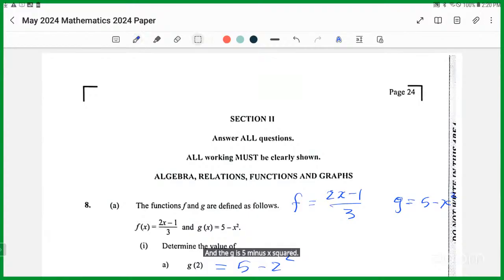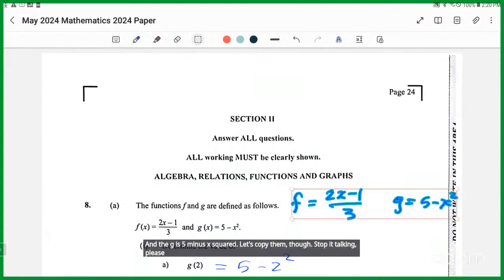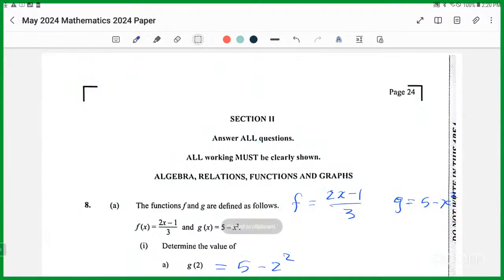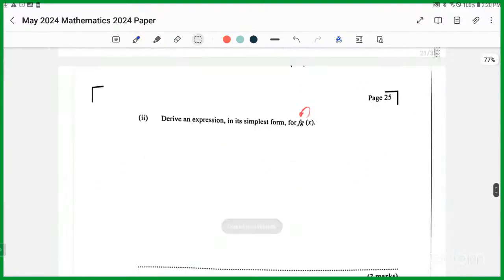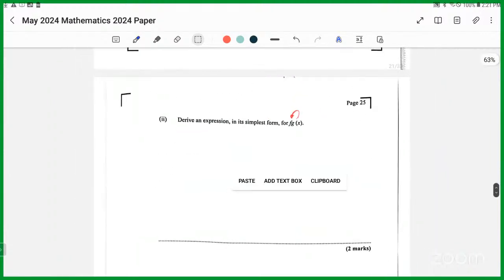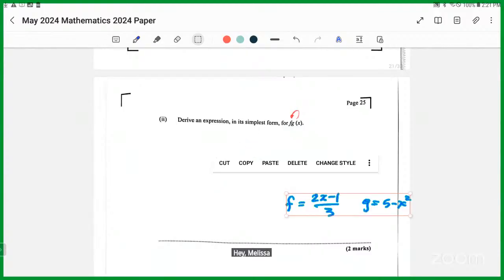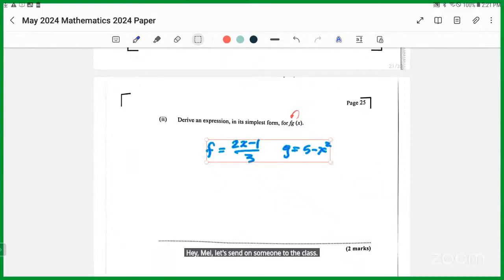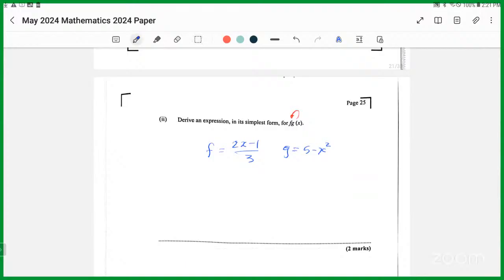Let's copy them down. Stop talking, please. Hey, I'm going to send someone out of the class and I'm going to send you guys home.